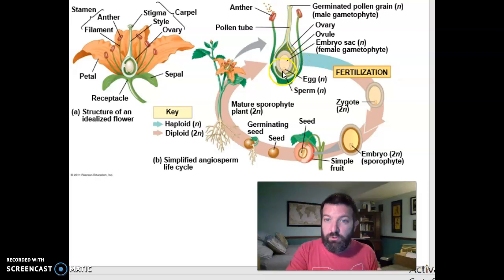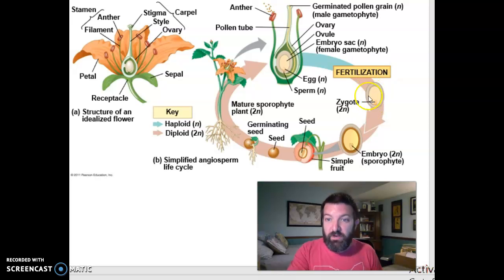One will form the pollen tube, and then you have a generative cell that will form two sperm. Yes, two sperm. And the sperm will swim down through here. They will find the egg in here. And one of the sperm, which is haploid, will fertilize the haploid egg. That will form a 2N zygote. Excellent. That's what will become the next plant.